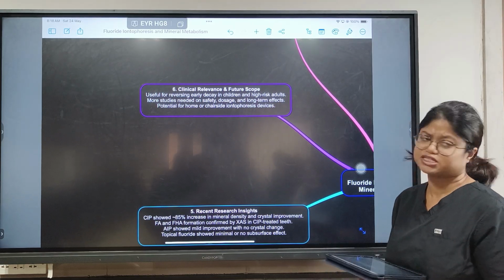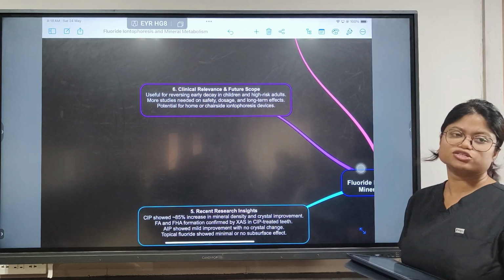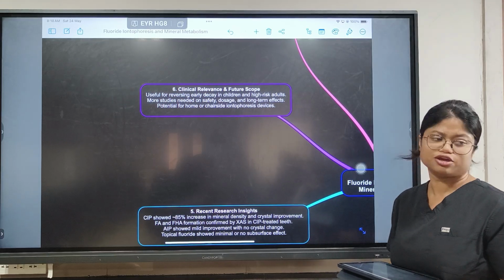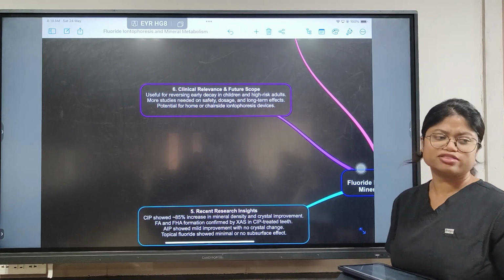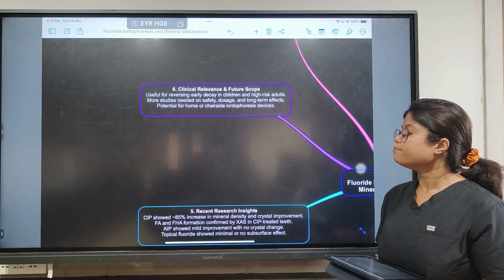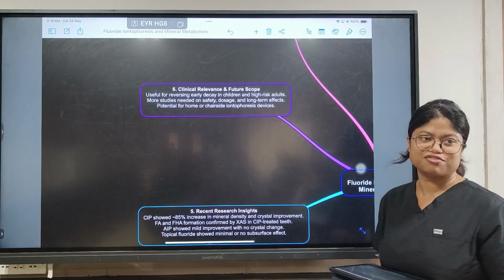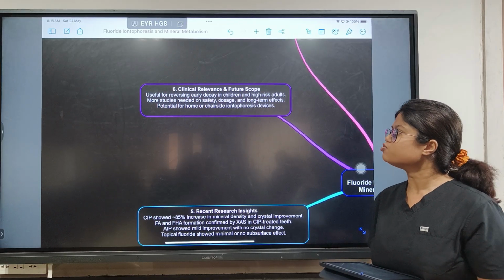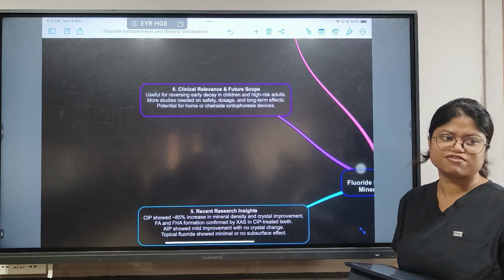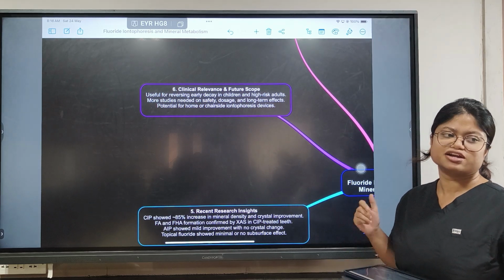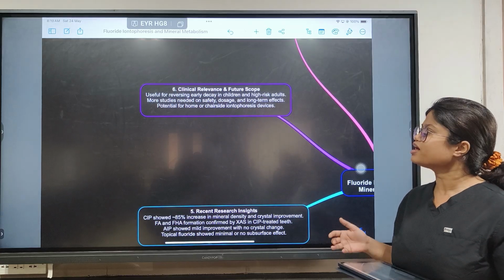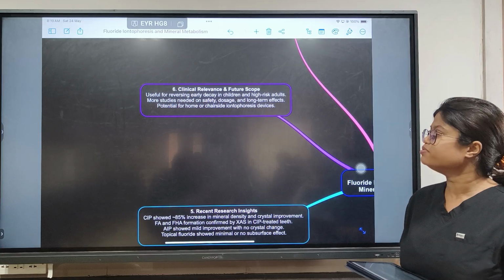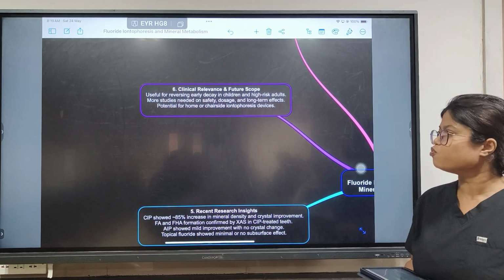So coming to the clinical relevance, why it is required and what is the future scope in iontophoresis, specifically fluoride iontophoresis. It is useful for reversing early decay in children and high-risk adults, specifically to prevent early childhood caries and for the treatment of white spot lesions. But we have to do more studies on the safety, doses, applied electric current and the long-term effects of it. And it has potential for home or chairside iontophoresis devices. If this in vitro study is translated clinically, we can develop devices on our own, iontophoretic devices which will be used for treatment of early and white spot lesions.